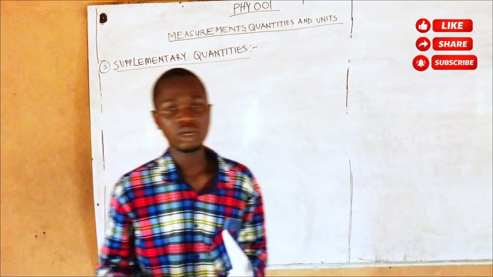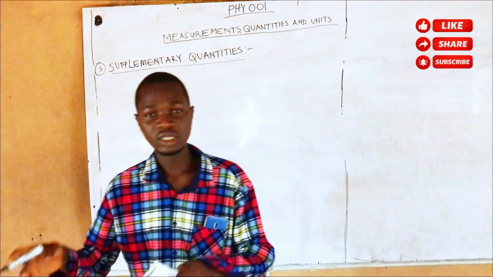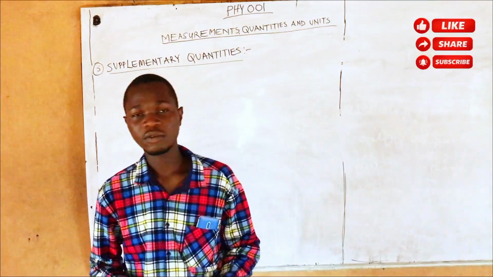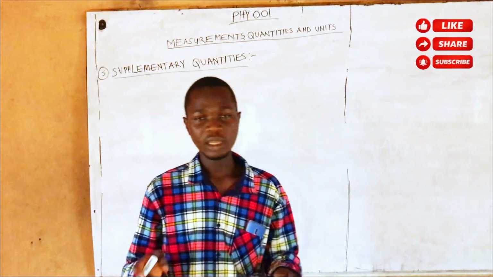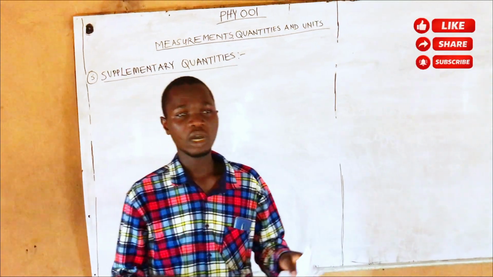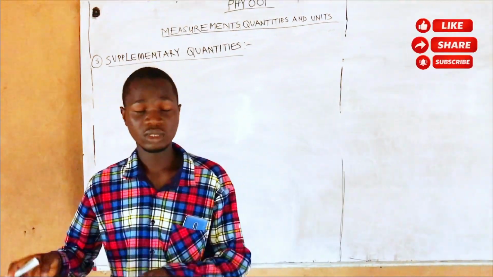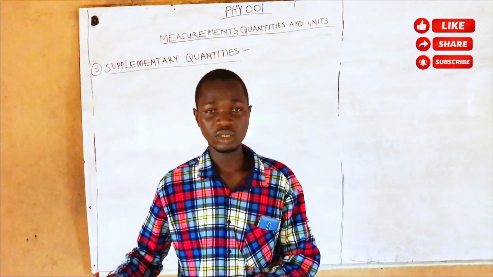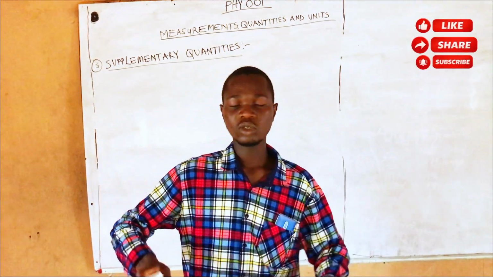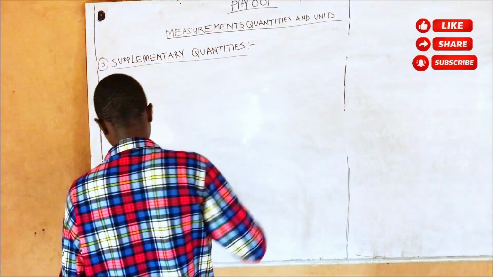They are used along with the fundamental quantity to form a derived quantity. For example, we have plane angle, that's radian, right? We have solid angle, that was steradian. Those quantities are used along with fundamental quantities to form derived quantities.